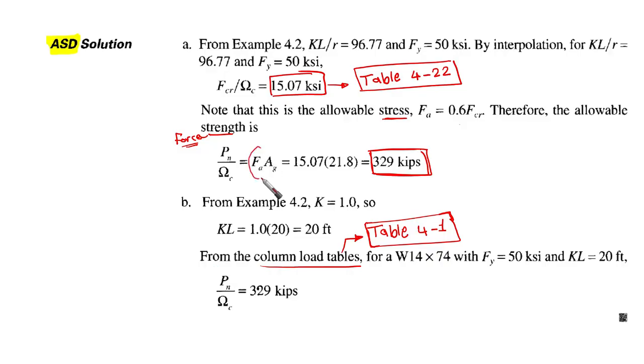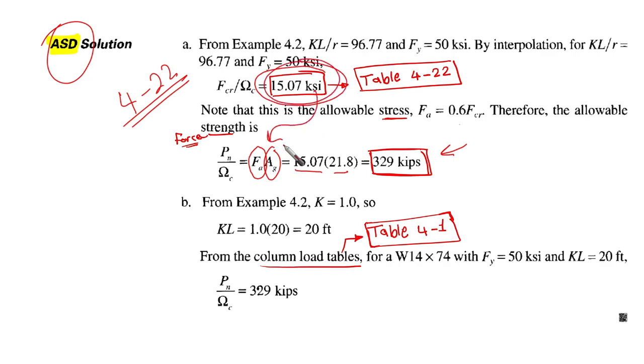When we multiply Fa by Ag, it gives us 329 kips. This is the allowable strength based on ASD using table 4-22. You're going to find that we obtained the value from the table and then multiplied by the gross area, like two steps here. But here, when we use table 4-1, we are going to obtain the value directly from the table by entering the table with K times L.